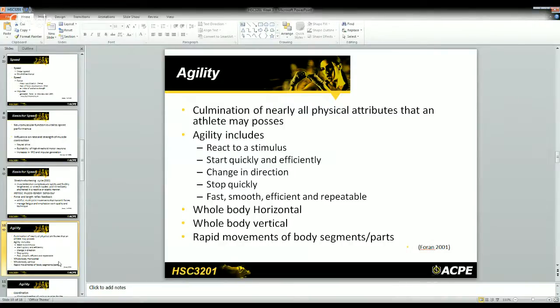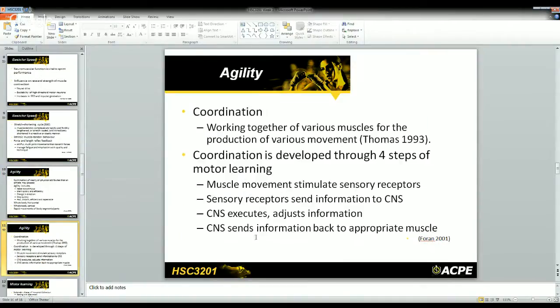You've got the body moving in a horizontal direction, the body moving in a vertical direction, and different body segments at work, and we need to change that. So as you can see, we've got endurance, we've got speed, and we've got agility. Coordination is working together various muscles for the production of various movements. And this is why we need to train agility.